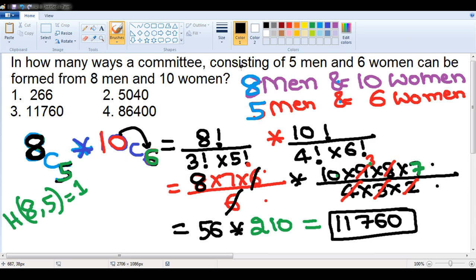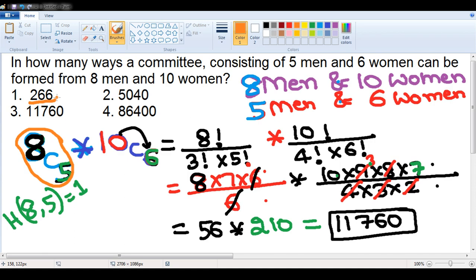I hope everyone is clear. In fact, you need not do 8 into 7 and 10 into 3 into 7 to get the answer. As I already told, 8C5 means the answer should be a multiple of 8. Check with the answer options. The divisibility rule of 8 is that the last 3 digits should be divisible by 8.